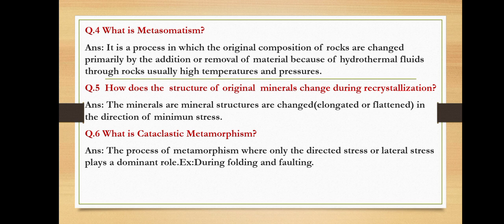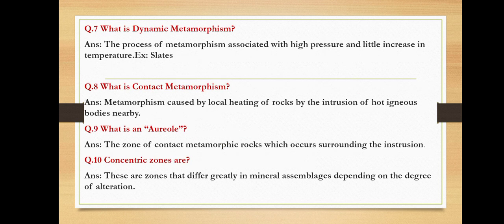So during the process of metamorphism, when the agent which is playing the dominant role is the directed stress or lateral stress, okay, then those type of metamorphism is called cataclysmic metamorphism. And cataclysmic metamorphism mainly takes place during folding and faulting. Now let's move on to question number 7.